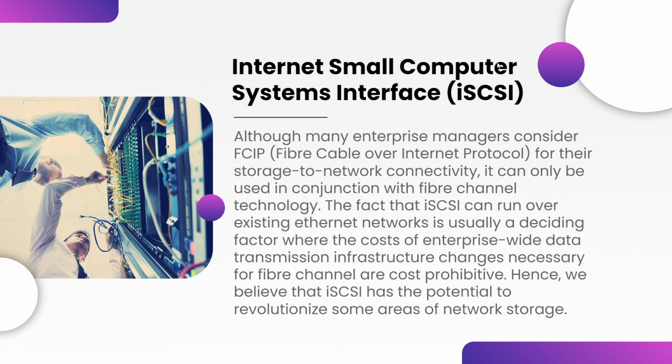Although many enterprise managers consider FCIP, fibre channel over IP, for their storage network connectivity, it can only be used in conjunction with fibre channel technology. The fact that iSCSI can run over existing Ethernet networks is usually a deciding factor where the cost of the infrastructure changes necessary for fibre channel is cost prohibitive. Hence, we believe that iSCSI has the potential to revolutionize some areas of network storage.